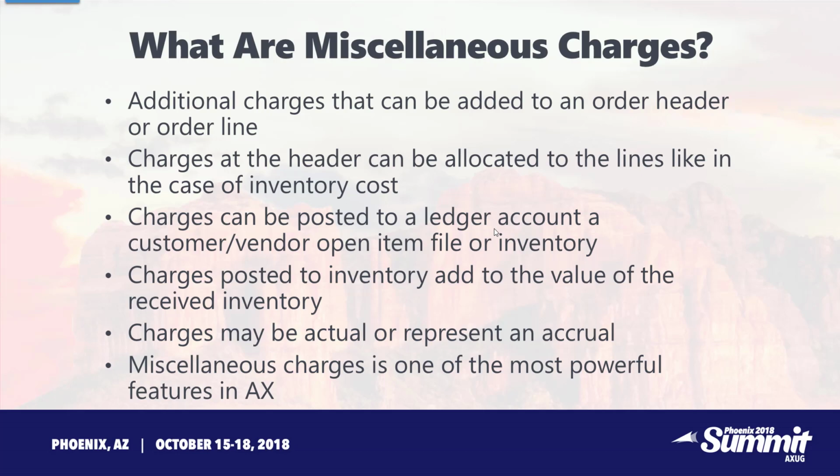So just so you know, anything that hits the inventory side will add value to the received inventory. Therefore, it would be part of the component, if you do the allocation, that it would produce an actual cost, so to speak, or in the case of a standard cost item, could in fact produce a variance, provided you don't have that allocated in your standard cost. So again, we talked about it before. It can be an actual or represent some manner of accrual.